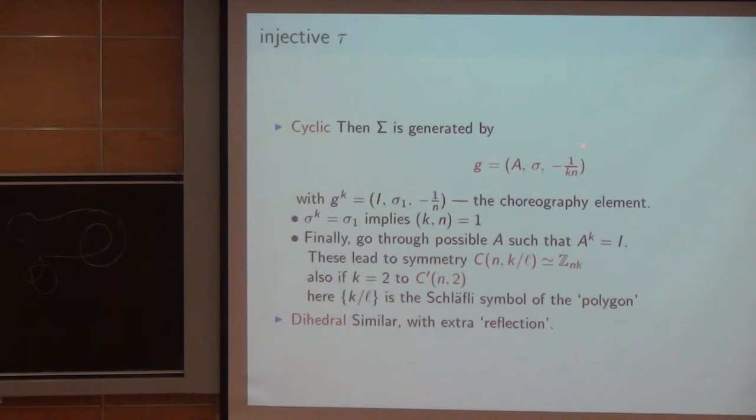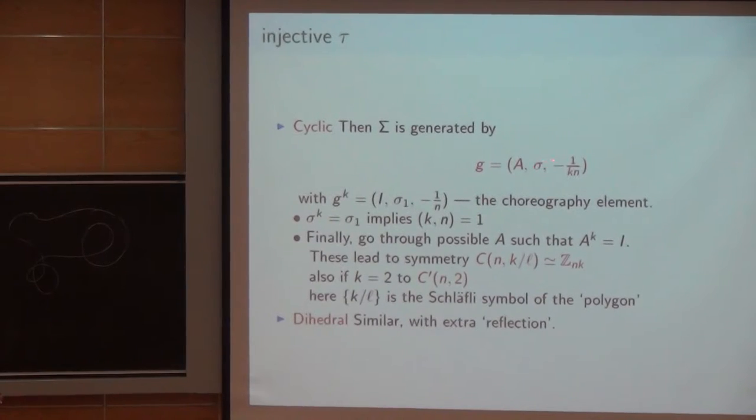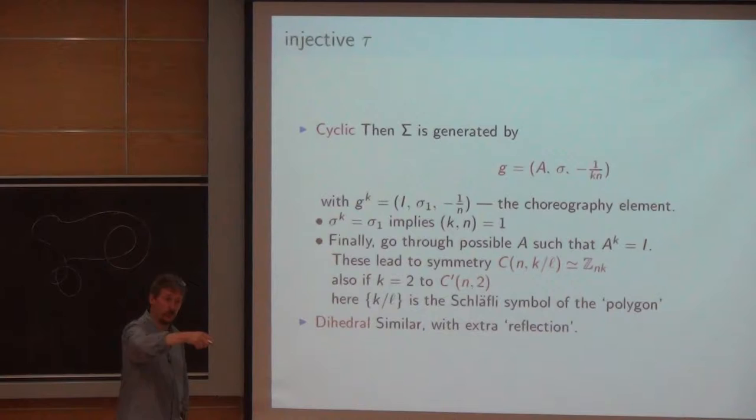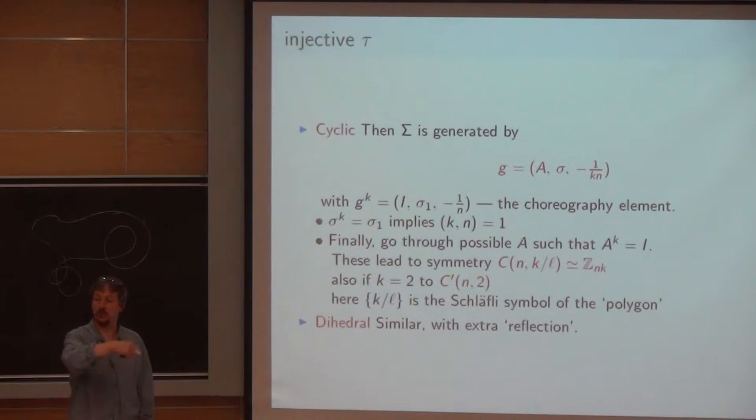So the kth power of this, g to the power k, is minus 1 over n here. It's just multiplication by k. So that means that the kth power of sigma must be the one that was in the choreography, sigma 1, the 1, 2, 3, 4. So we have to find out what permutations have kth power equal to that cycle, 1, 2, 3, 4, 5. And so this in particular implies that k and n must be co-prime.